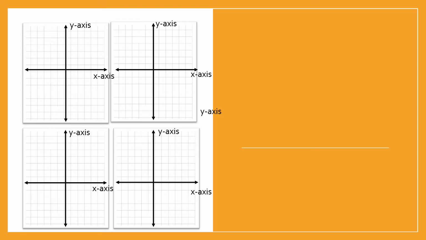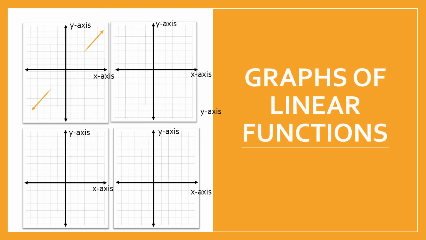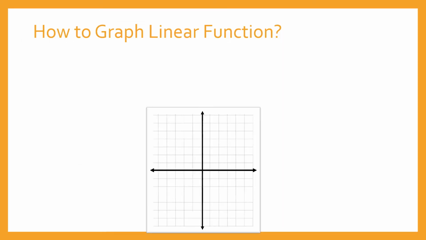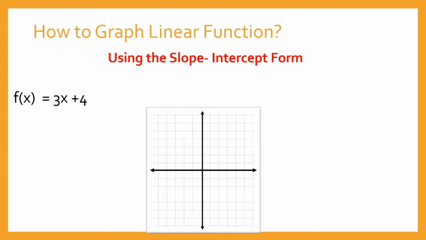So now I just want to show you the different graphs of a linear function. Now, how are we going to graph linear functions? There are different ways you can graph. The first one is using the slope-intercept form, and that is f of x is equal to 3x plus 4, wherein we need the slope and the y-intercept.